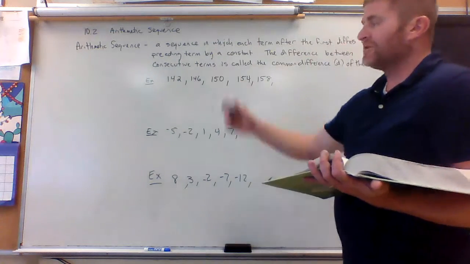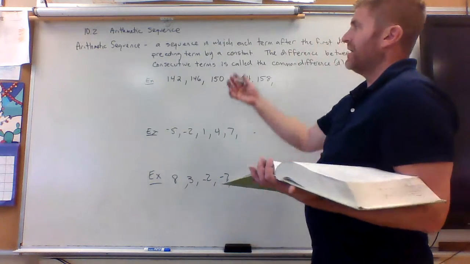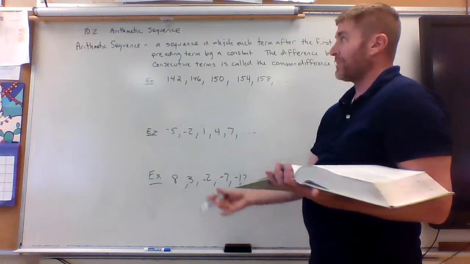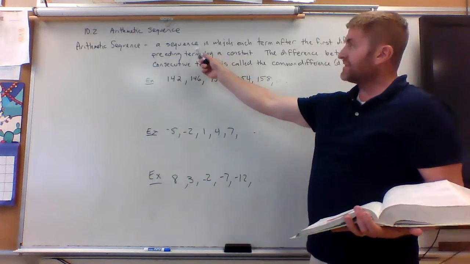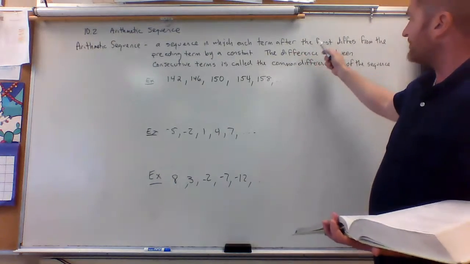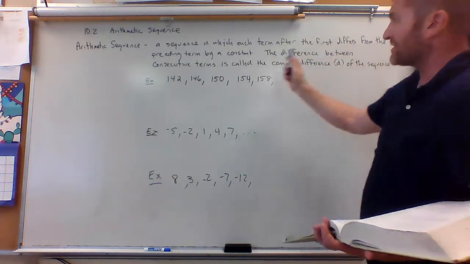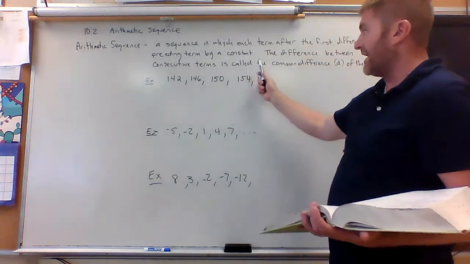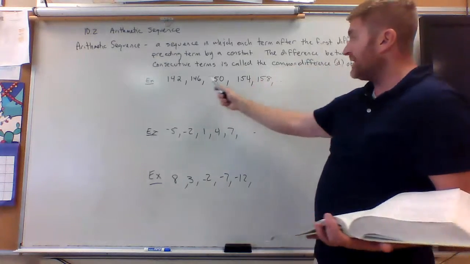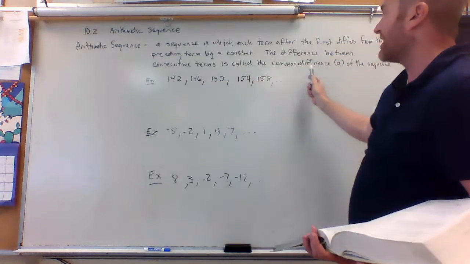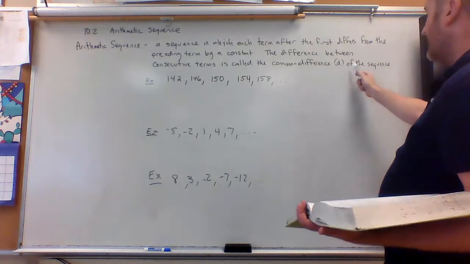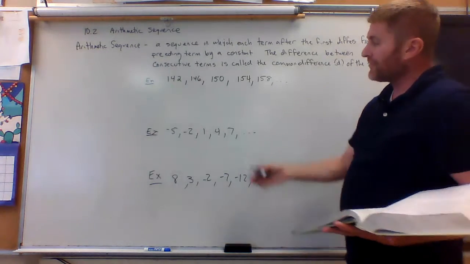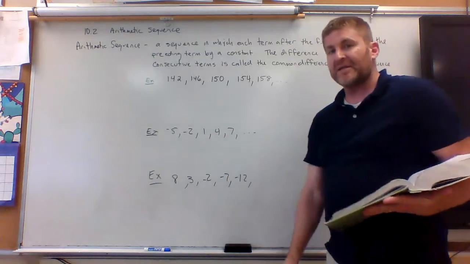Okay, guys, we're going to start section 10.2, which is arithmetic sequences. You've already seen this in Algebra 1, but we're going to go through it again. It's a sequence in which each term after the first differs from the preceding term, the previous term, by a constant. The difference between consecutive terms is called the common difference, which is going to be a lowercase d of the sequence. So I have three examples here of arithmetic sequences.